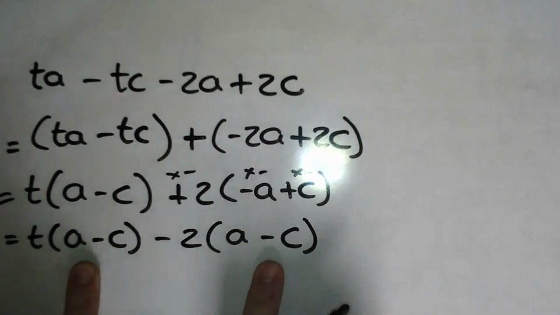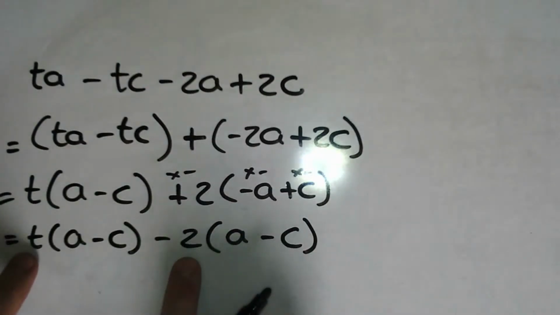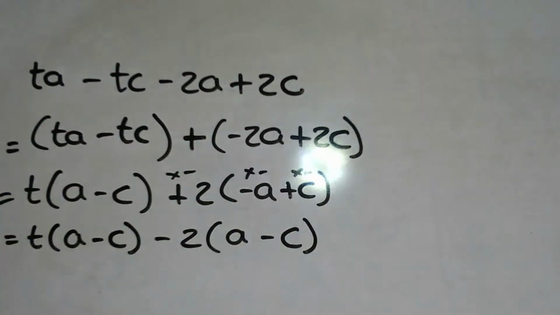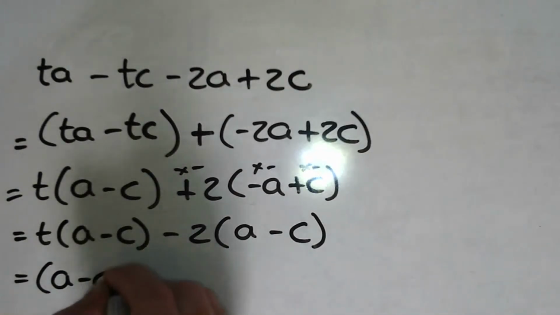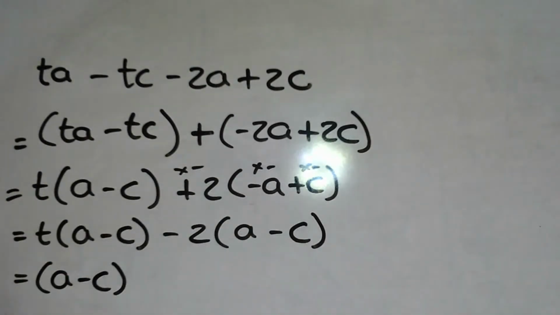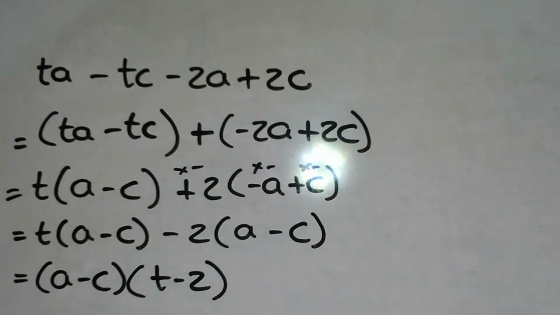So the only thing that you have left to do now is to write a common bracket and then to put the two common factors in a bracket. So you then have a minus c, which is your common bracket, and then you'll have t minus 2. And there you go, sorted. Your group factorization is complete.